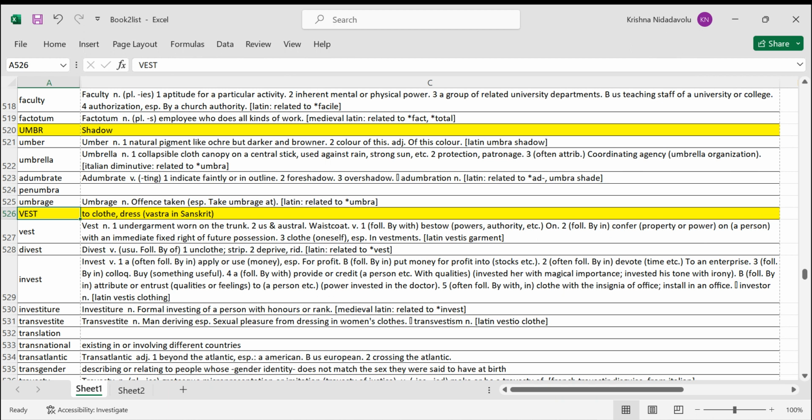So divest originally meant to remove the clothes in a way of insult, or to remove the clothes or ornaments or equipment. Nowadays it is being used for depriving also.